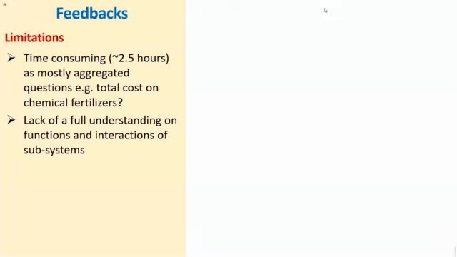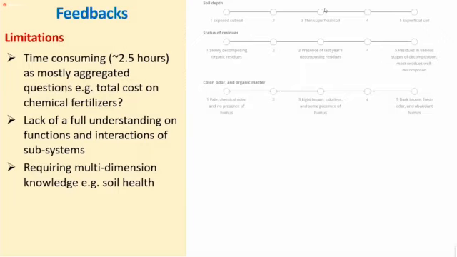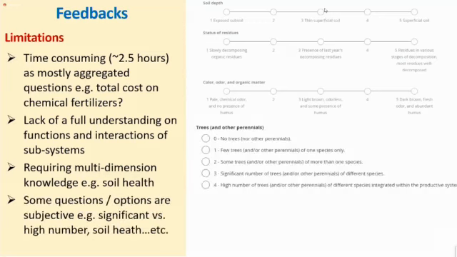And also, those who have experience doing agrarian diagnosis, the diagnosis of the agrarian system, may have the feeling, as I do, of a lack of full understanding of the function and interaction between the subsystems of the whole farming system. And also, TAPE allows us to assess multiple dimensions, but the enumerator also needs to have multi-dimensional knowledge on those dimensions.